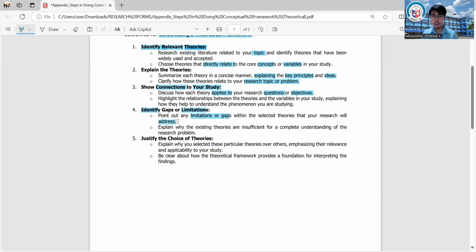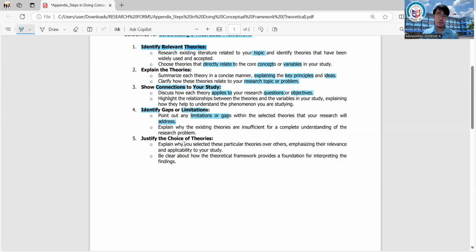So we have two options. It's either ano yung limitations ng theory na yon na maaaring makaapekto sa paper mo, or ano yung limitation ng theory na yon na tingin mo mai-improve ng present study. So, this is just optional. Hindi naman siya kailangan nandoon lagi sa theoretical framework natin. So, pwede natin itong tanggalin. It's up to you na lang.